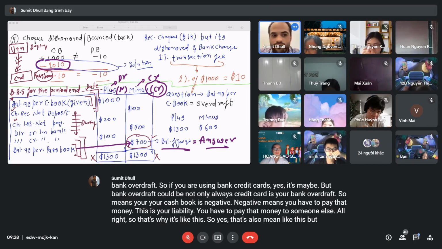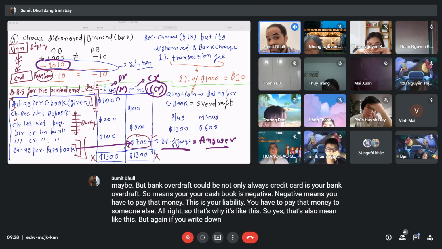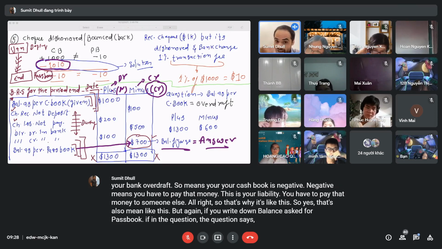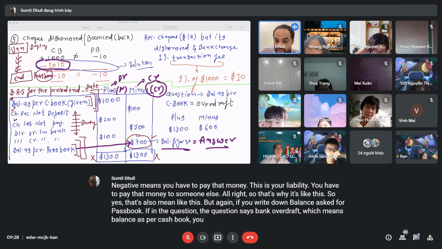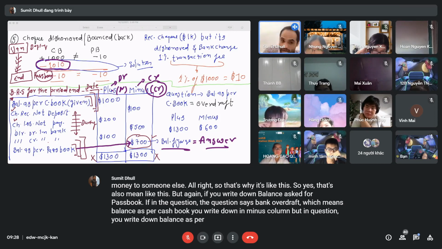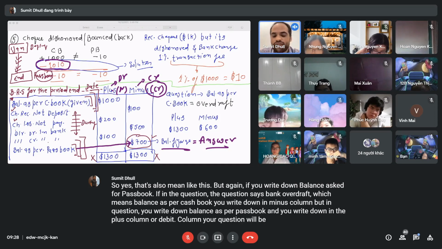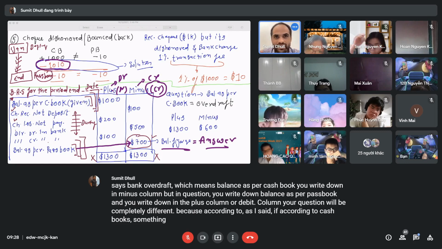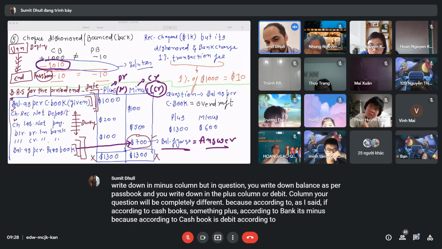But again, if the question says bank overdraft, which means balance as per cash book, you write it down in the minus column. But if the question says balance as per passbook and you write it in the plus column or debit column, your question will be completely different. If according to the cash book something is plus, according to the bank it's minus, because according to the cash book it is debit, and according to the bank it is credit.